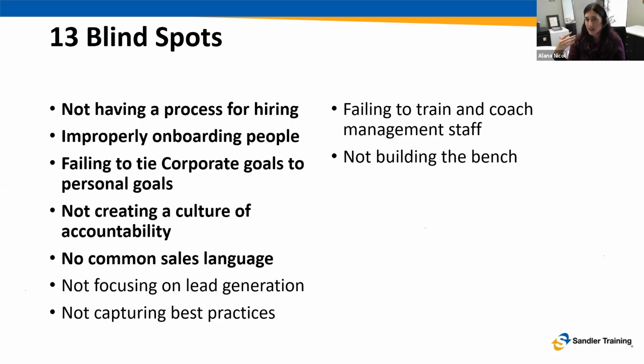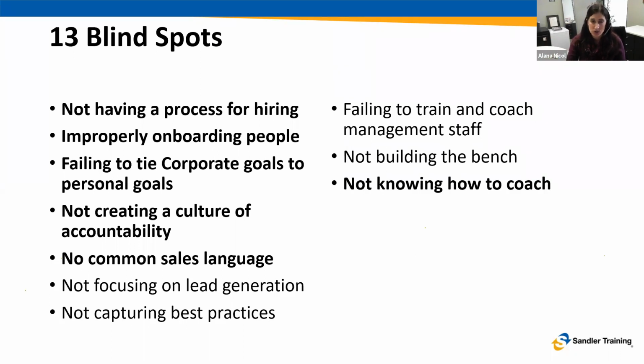Because we're going to have turnover. We're going to have growth. There's going to be times where we need to move people up. So what are we doing to prepare them for that next level? How are we developing them? How are we figuring out where they want to go next? Building the bench is really important.